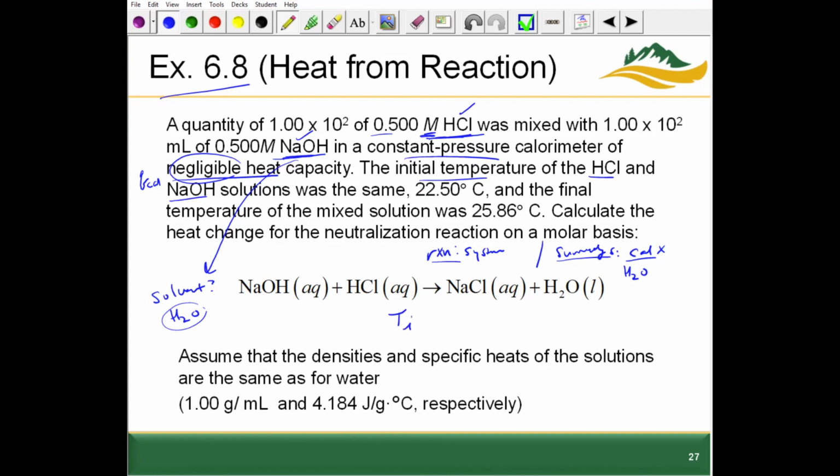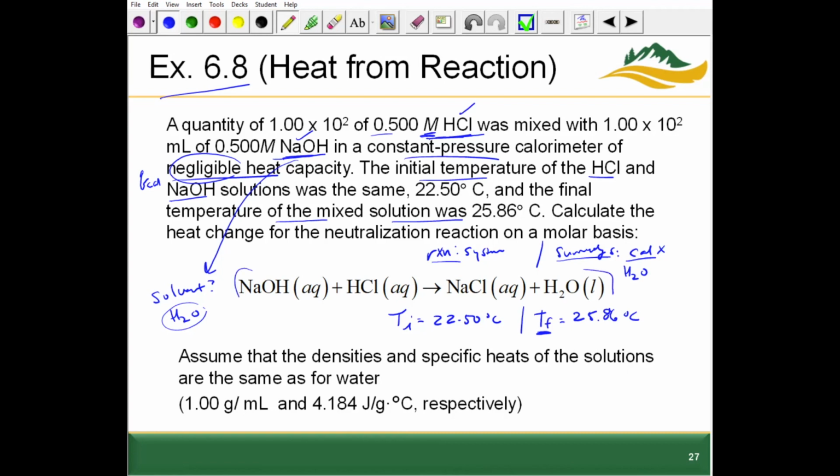So we have the initial temperature of the acid and the initial temperature of the base. Both of them start out at 22.50 degrees Celsius. Then we have the final temperature of the mixed solution. So it sounds like they both end up at the same final temperature, which also makes sense. They're in the same reaction vessel, so they're going to reach a thermal equilibrium, reaching the same final temperature of 25.86 degrees C.